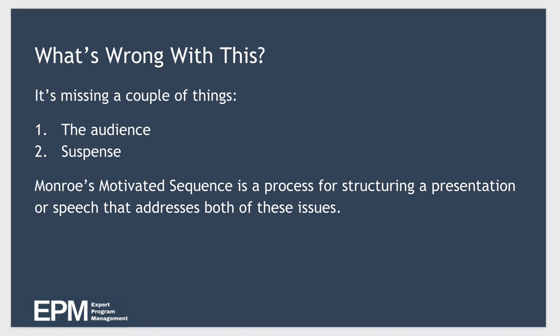So the best way to understand the basis for Monroe's motivated sequence is to understand what's wrong with the "tell them what you told them" technique. It's really missing a couple of things, and those are the audience and suspense. By the audience, what I mean is the audience are interested in their favorite topic, and it's not the contents of your presentation. Basically, they are only interested in themselves.